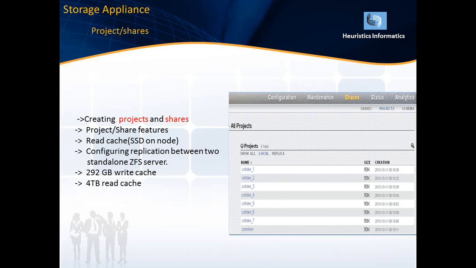And if I want to use the storage pool, I need to create projects and shares. A project is nothing but a logical group of shares, and a share is nothing but a file system. We need to create the shares, specify the properties for the share, and then mount the share to the existing compute node. And we will be configuring the standalone ZFS servers as well. And we have a capacity of 292 GB of write cache and 4 TB of read cache as well.